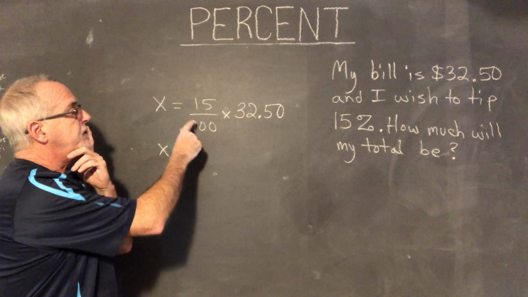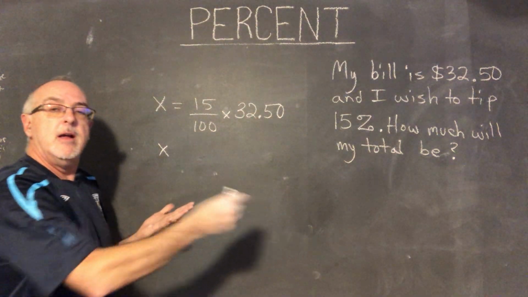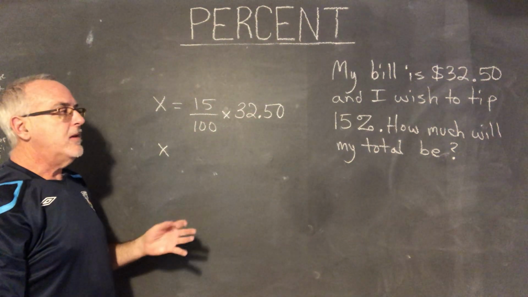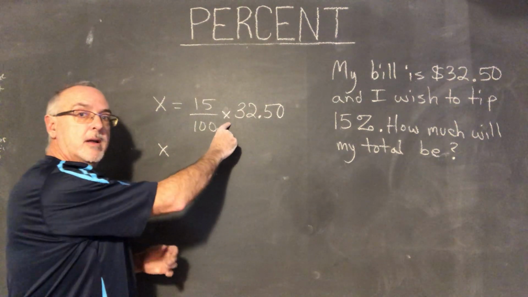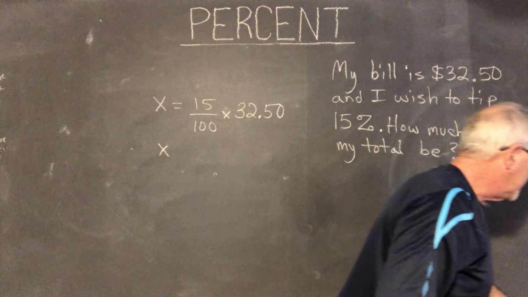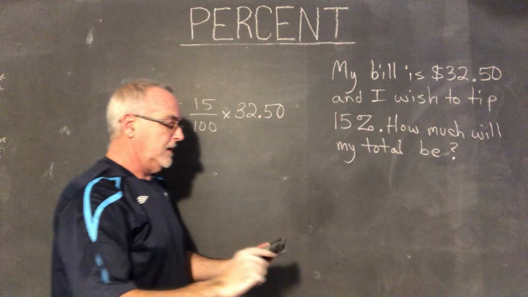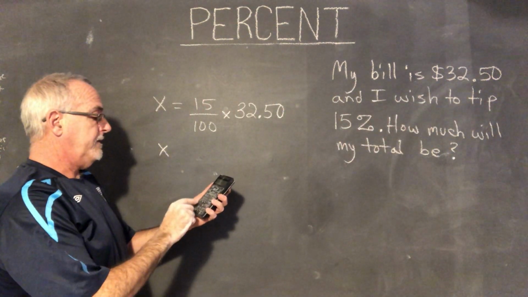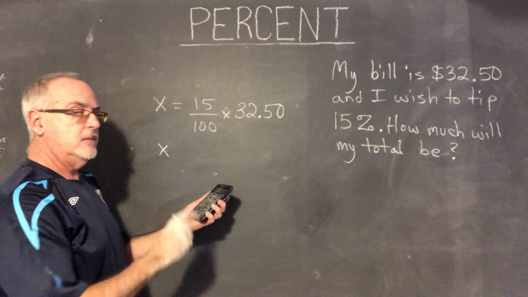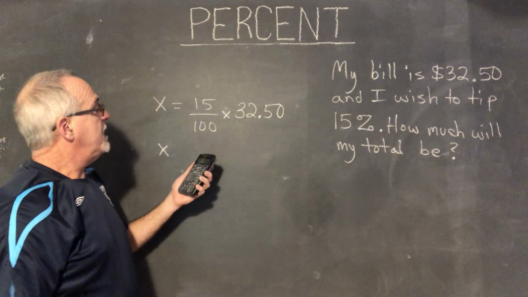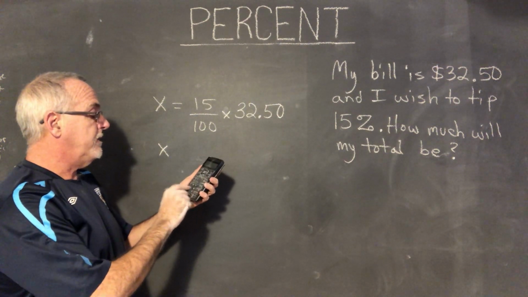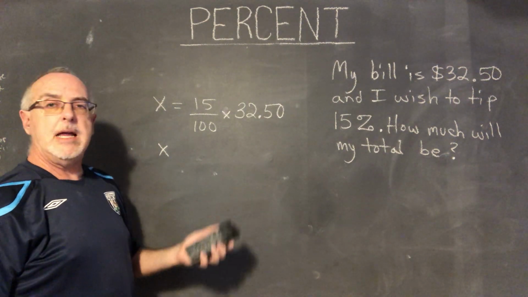It's going to give 15% of 32.50. And there's that "of" thing again. The word "of" often, when translated into math, means multiply, and this is one of those cases. So I'm going to get out my calculator. 15 divided by 100, which I know is going to give me 0.15. Yes, times 32.5 is 4.875.